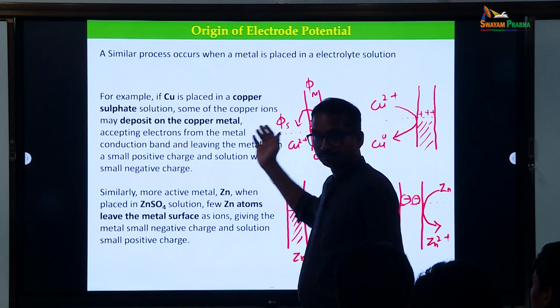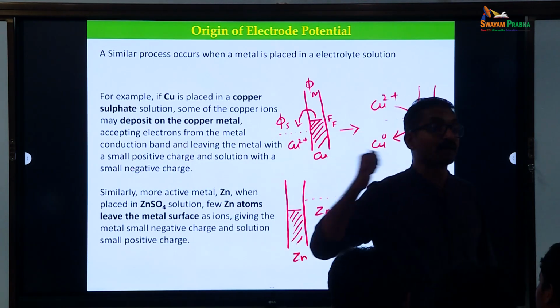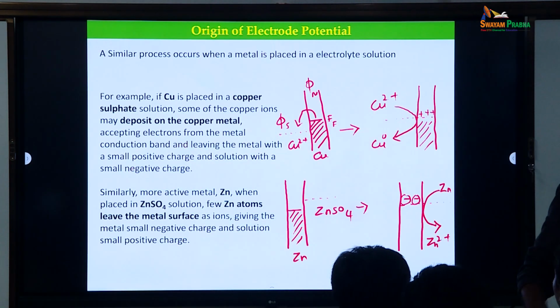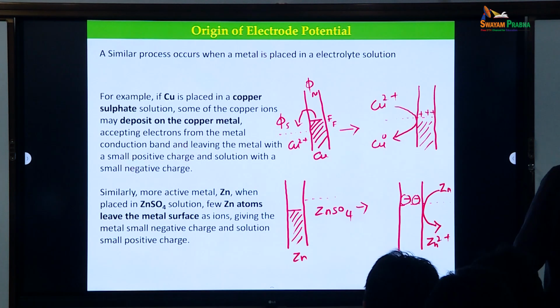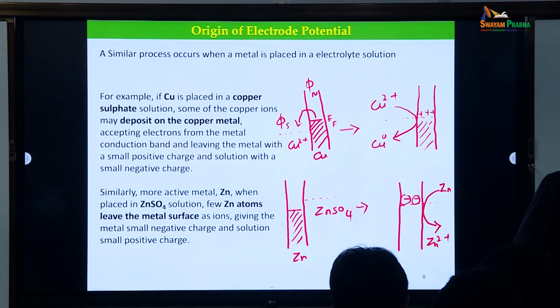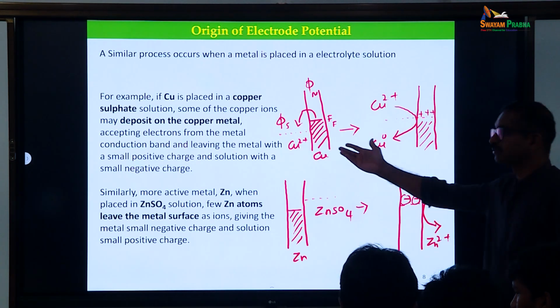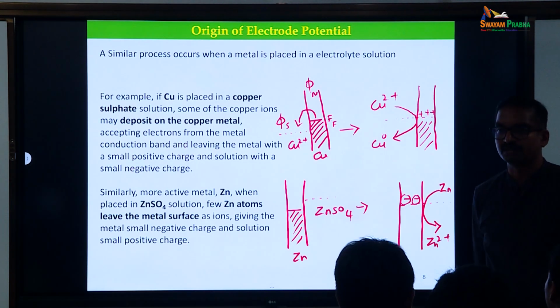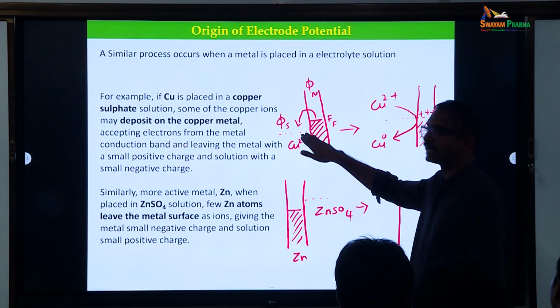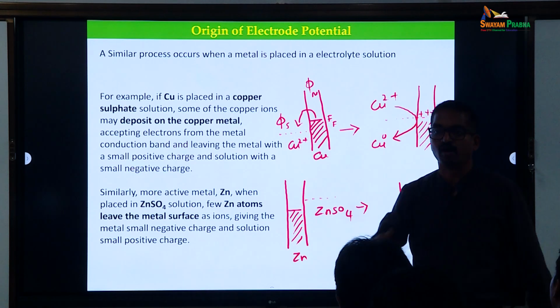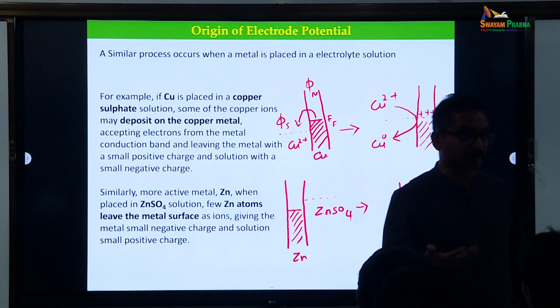Then what will happen? The copper metal will pump its electrons into the solution. Why? Because there is enough energy level difference. LUMO will accept electrons and your Fermi level will donate electrons to the solution. So at this interface, you will see there is a reduction going on. That means the copper atom that is formed will deposit on this copper metal. Correct? So there is a mass transfer here.